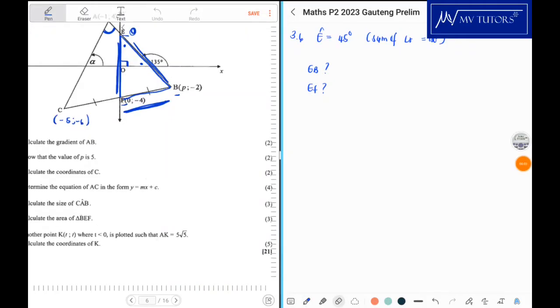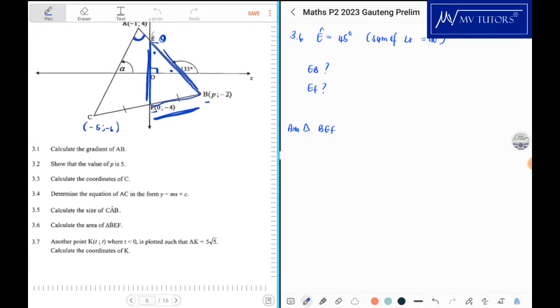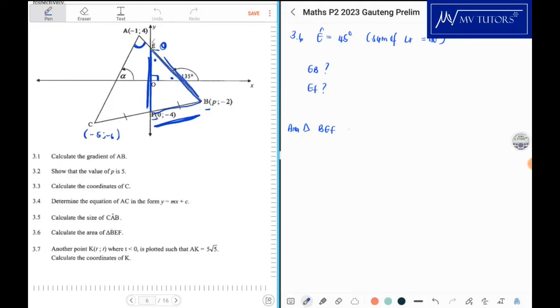So what is the formula of the area rule? Basically, the area of triangle BEF will be equal to a half, so the one side, which is EB, times the other side, which is EF, multiplied by sine E. Okay, so I have E, it's 45 degrees, but I need to get the coordinate of E so that I can get the length of EB as well as the length of EF.